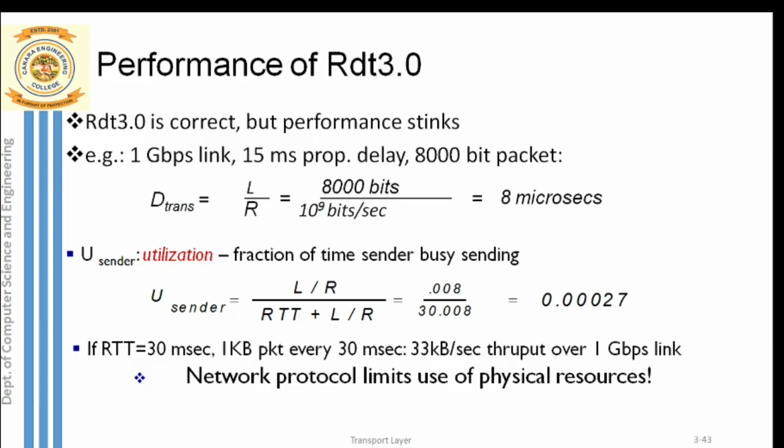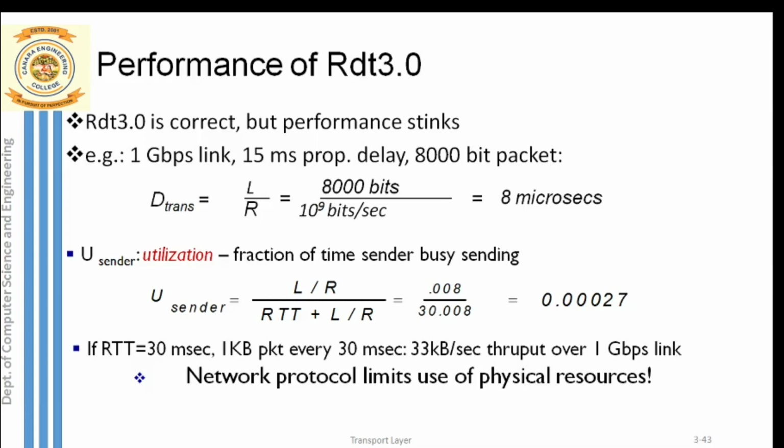But what is the link capacity? The actual link capacity is 1 gigabit, so 10 to the power 9 bits is the link capacity. Out of this 10 to the power 9 bits of link capacity, only 2.7% of the link is utilized by the sender, which is very, very less. You could utilize up to 10 to the power 9 bits, so utilization is very, very less.